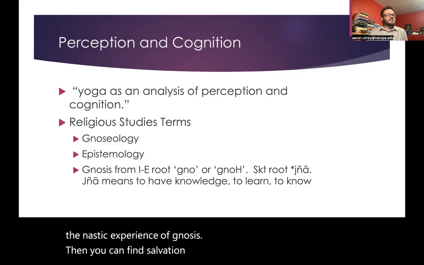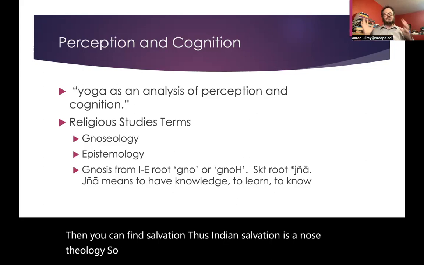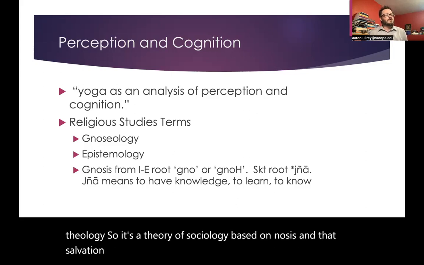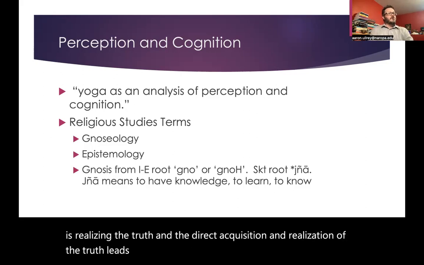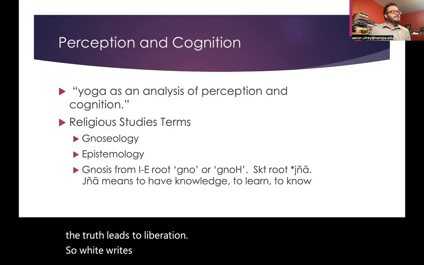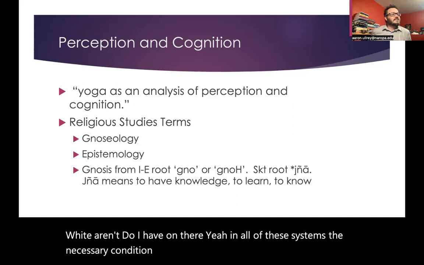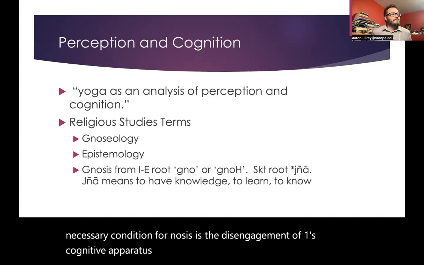Thus, Indian salvation is a gnoseology. So it's a theory of soteriology based on gnosis, in that salvation comes through knowing the truth, and knowing the truth is realizing the truth, and the direct acquisition of and realization of the truth leads to liberation. So White writes, in all of these systems, the necessary condition for gnosis is the disengagement of one's cognitive apparatus from sense impressions and base matter, including the matter of the body.